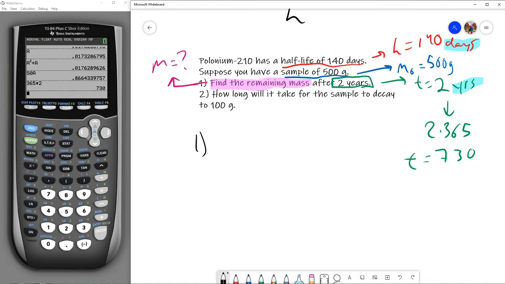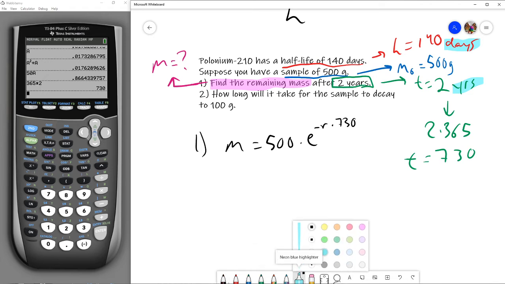Now we need to set up an equation. We can set it up using the half-life model or the relative decay model. I'm going to set up with the relative decay. So we have m is equal to 500 times e to the negative r times 730. We are asked what is m, and we need to find what is r. So to find r, we need to keep in mind this information right here.